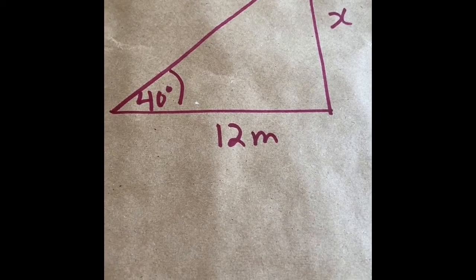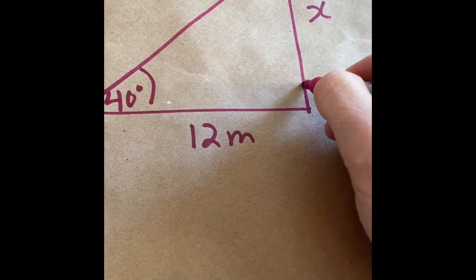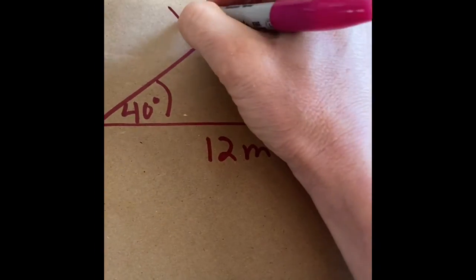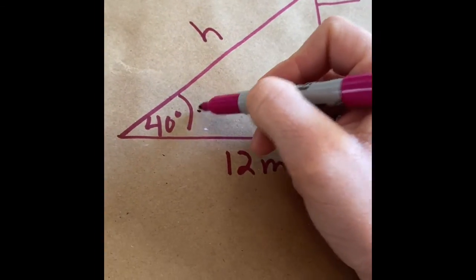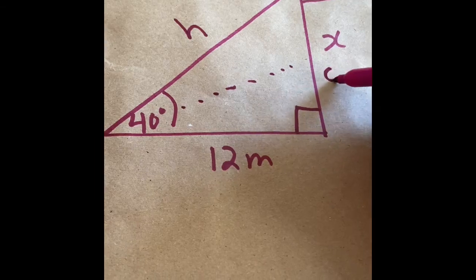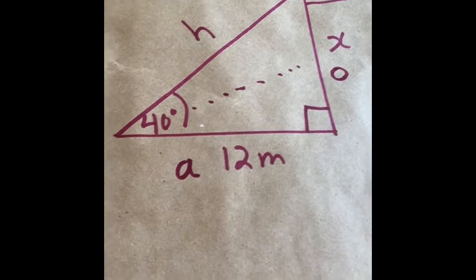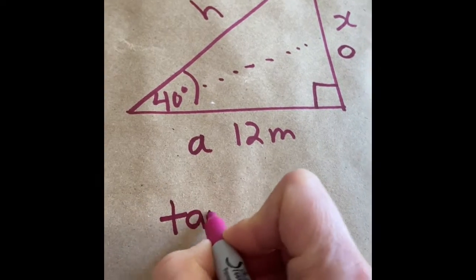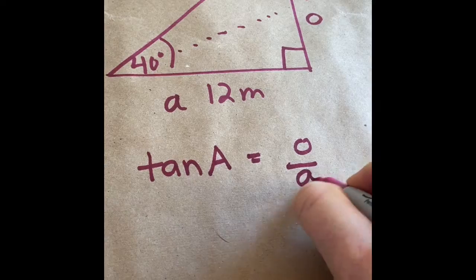So this is our second question. Like always, we're going to label first the flagpole on the ground, make it 90 degrees. So this is my H. I'm going to think about this being my reference angle. That means this is my O, and the last side is my A. And so I want to use tan of the reference angle is equal to O over A.